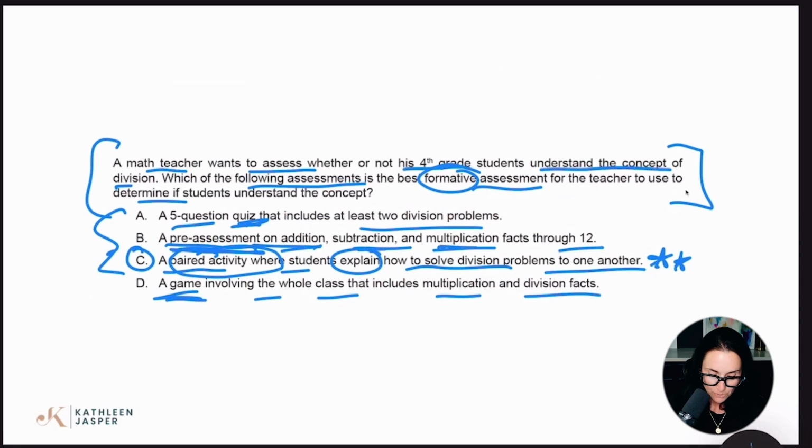Pre-assessment on addition, subtraction, multiplication facts. Those are prerequisites for division, but not division. So A and B are out. And D, a game, multiplication and division facts. That's not going to zero in on if they really understand the concept of division. So D is out. C is the best formative assessment.